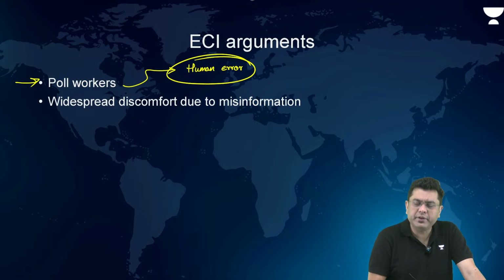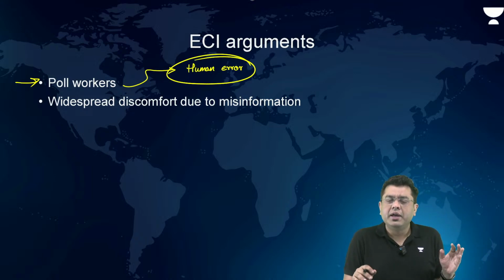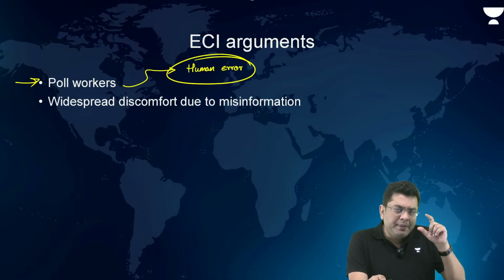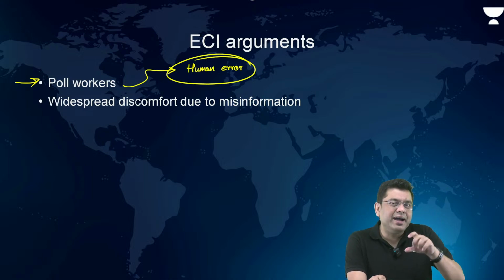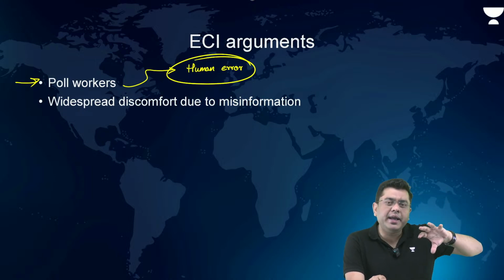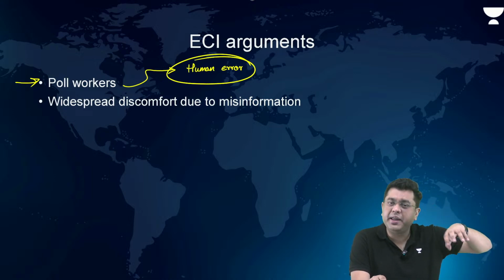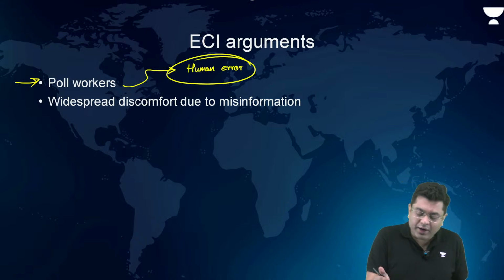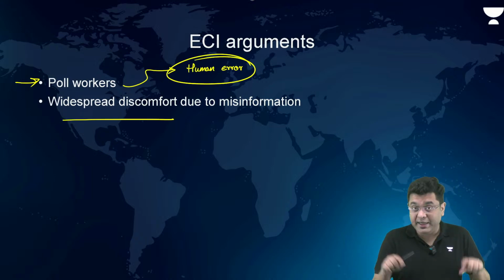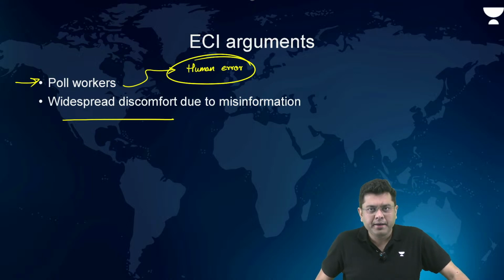The other argument is, what the Election Commission is basically saying is that, look, if we publish the data almost immediately, that data can always be manipulated and can lead to misinformation campaigns in the new era of social media, which can lead to widespread discomfort. It has cited the term widespread discomfort.